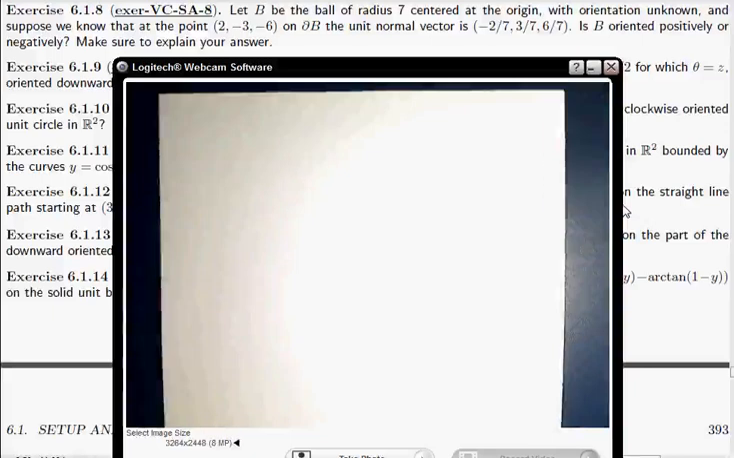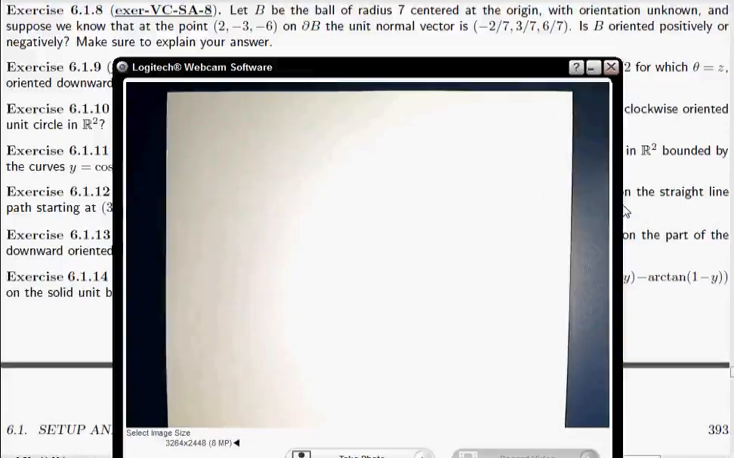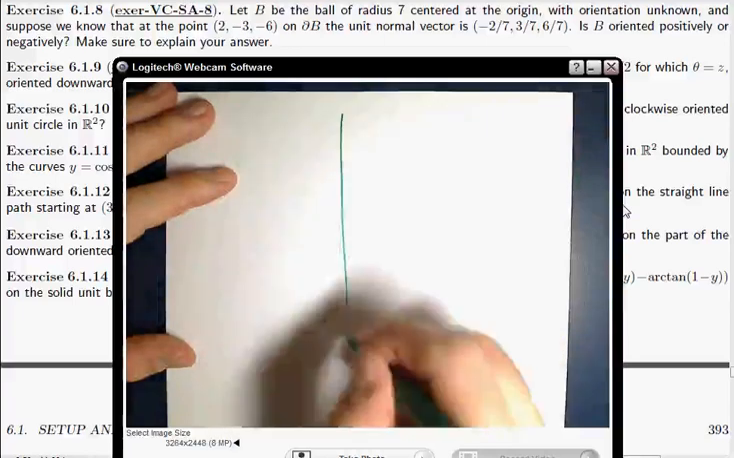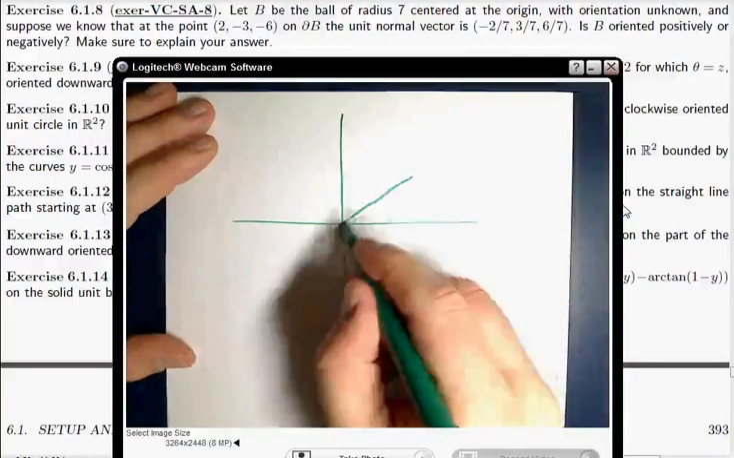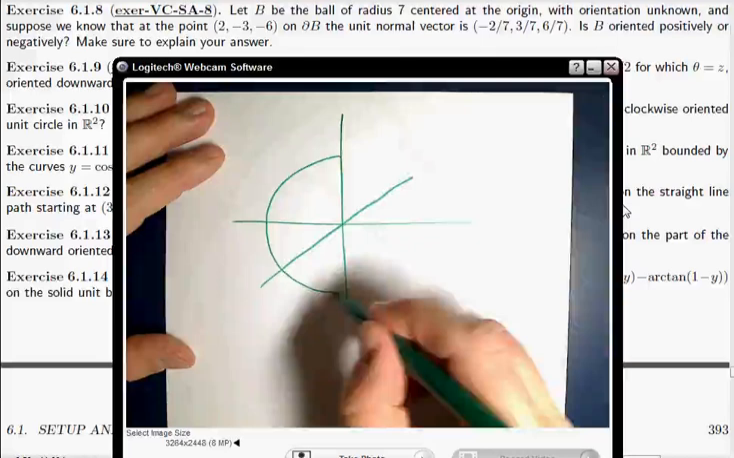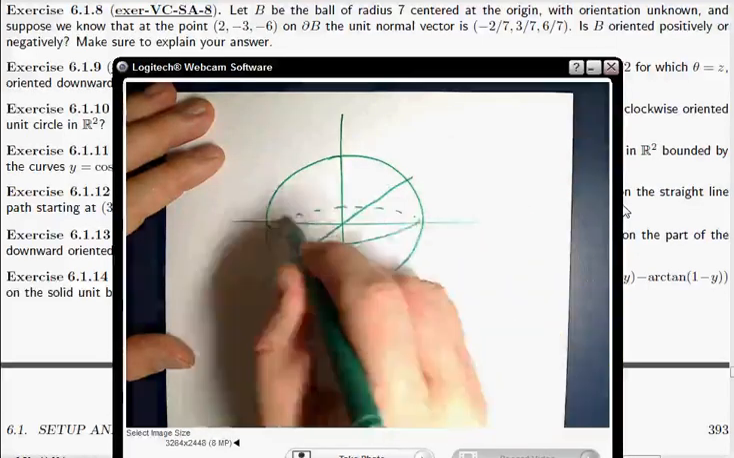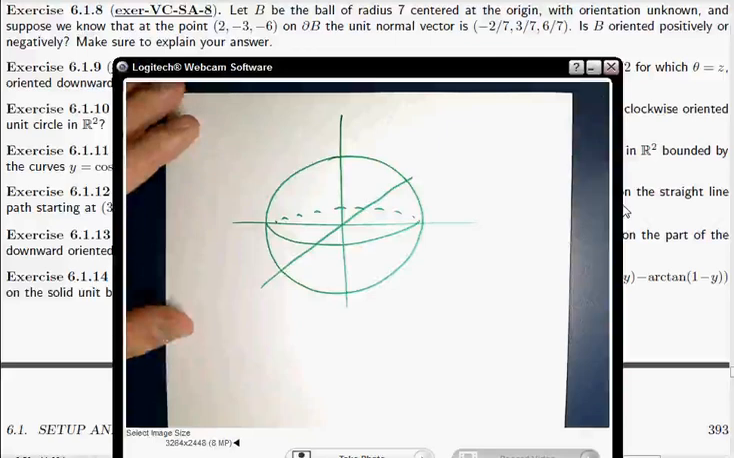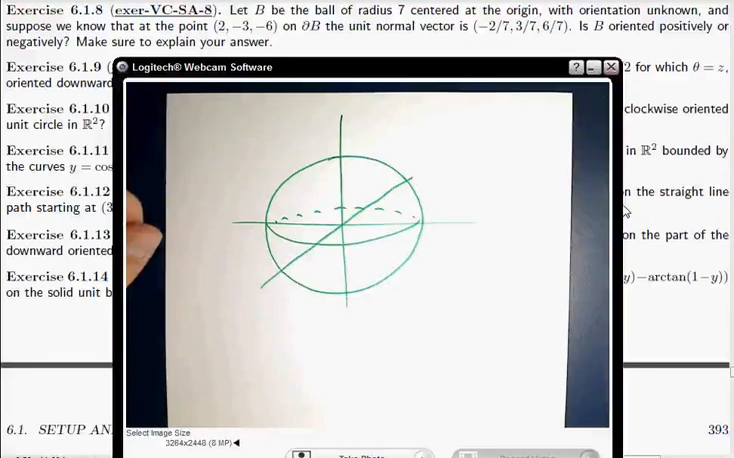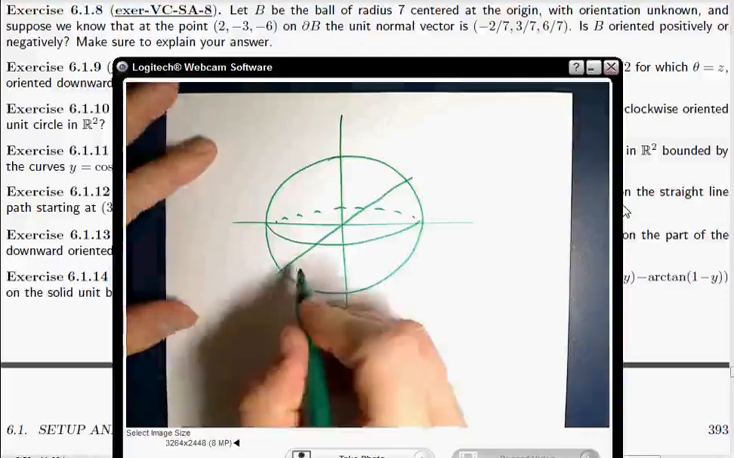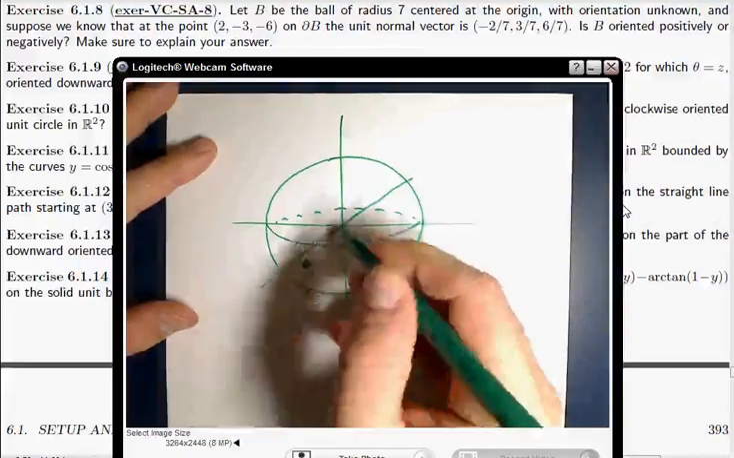Okay, so essay 8. Let's draw a picture. We have a ball of radius 7 centered at the origin, and so the boundary of the ball is a sphere of radius 7. I like that. And then let's see, now at the point (2, -3, -6), well, that's a point down on the back surface of the sphere there.